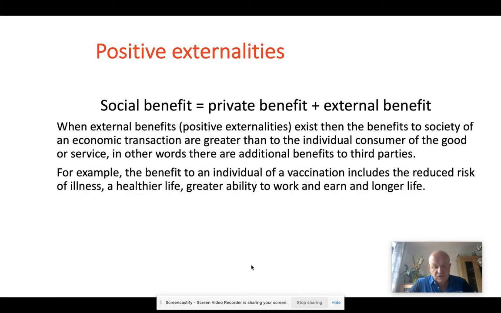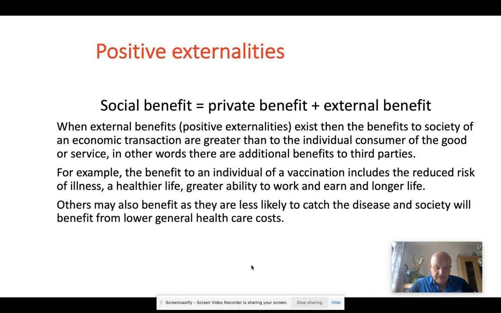Okay, so for instance, a really good example would be vaccination, particularly current with the pandemic. So effectively, if we have individuals vaccinated, that actually includes a number of other benefits. Obviously there's a reduced risk of illness, but also a healthier life, maybe a greater ability to work and to earn and have a longer life. So with that, there are all sorts of other benefits, third-party benefits to a decent and successful vaccination program.